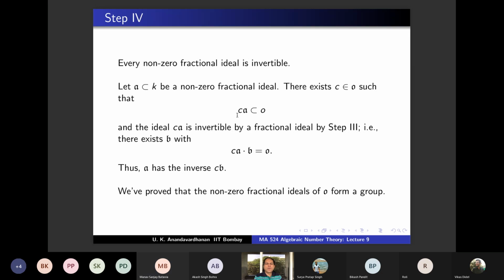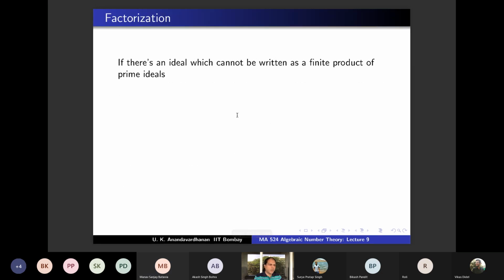Okay, so now the proof is something which you can yourself do, because though it's non-obvious, it's obvious because of the argument we have used many times. So let us do factorization in this slide and uniqueness in the next slide. Uniqueness is completely obvious. Factorization let us do. We want to claim that every non-zero ideal can be written as a finite product of prime ideals. Okay, this is what we have to show.